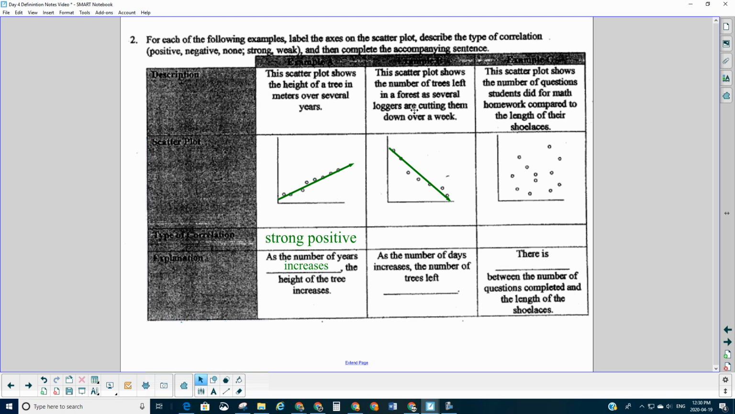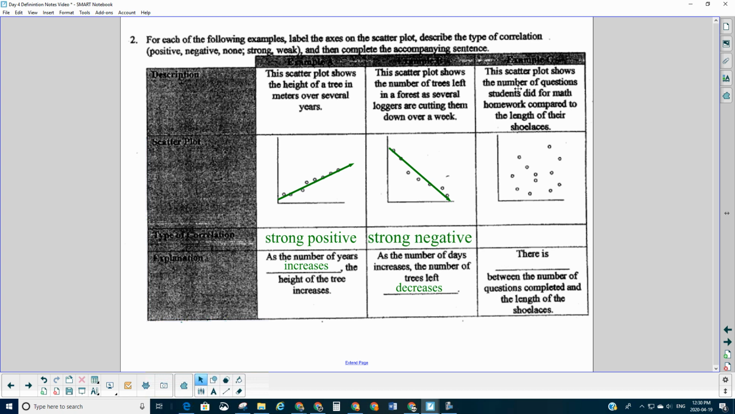Okay, now look at this one. The number of trees left. As the number of days go, the number of trees decrease. Okay, because of that, I would say it's a negative correlation. And pretty strong, I would say. All these points are pretty close in a pattern, so I would say it's a strong negative one.